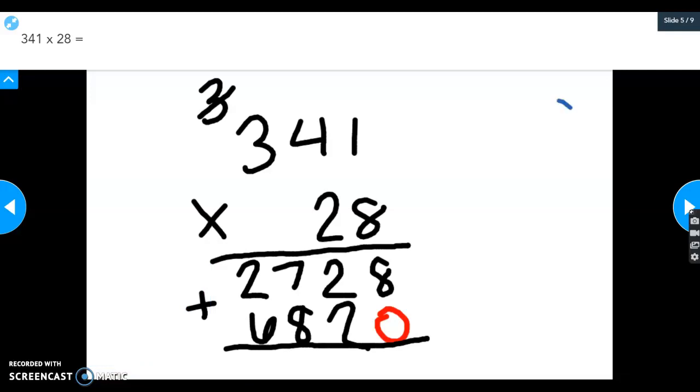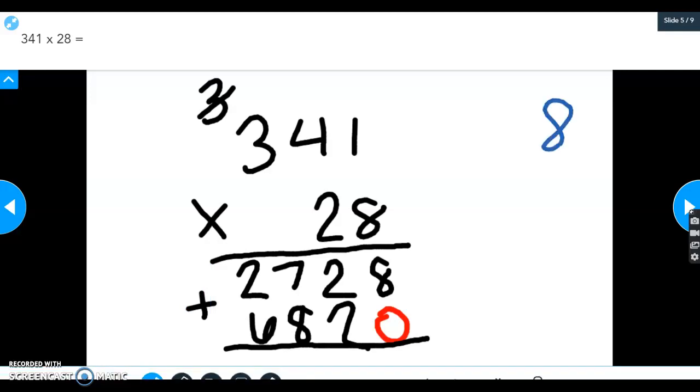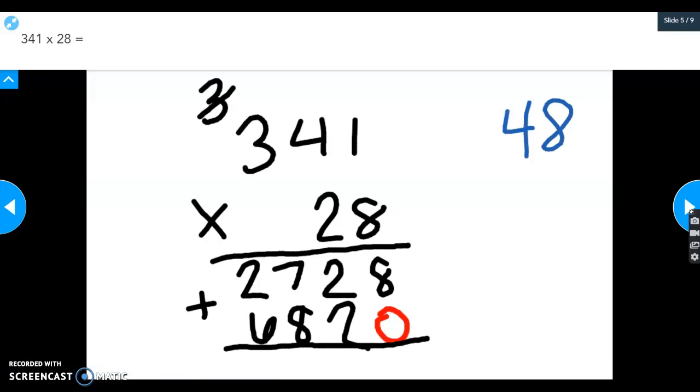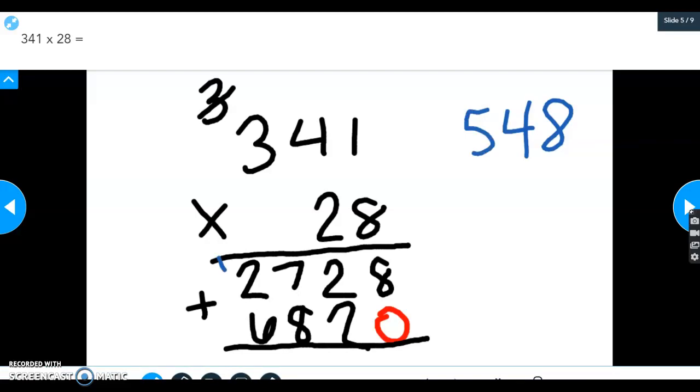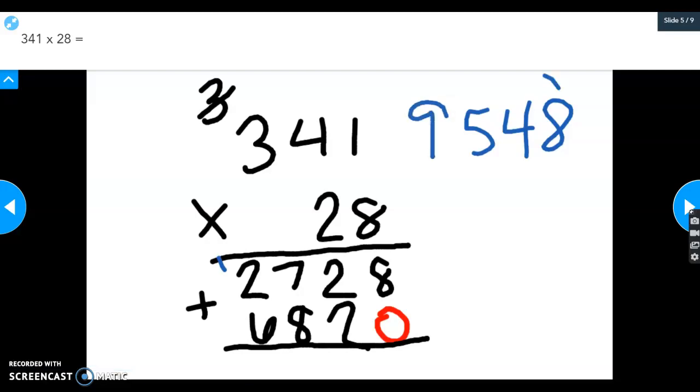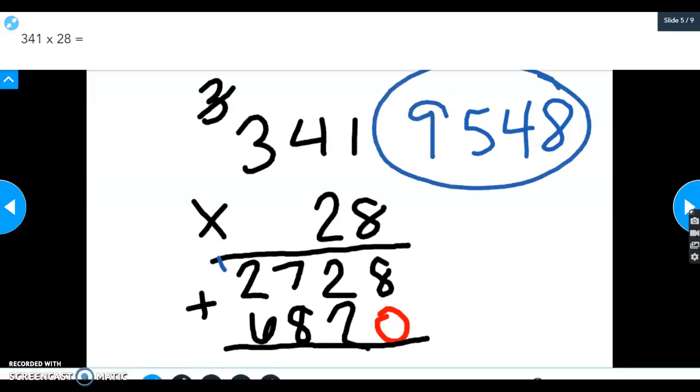So I have 8 plus 0 is 8. 2 plus 2, 4. 7 plus 8. 7 plus 7 is 14, so 7 plus 8 would be 15. Regroup that 1. 6 plus 2 is 8. Don't forget about that 1, which makes it 9. So our answer, the answer you should have gotten on the last slide, is 9,548.